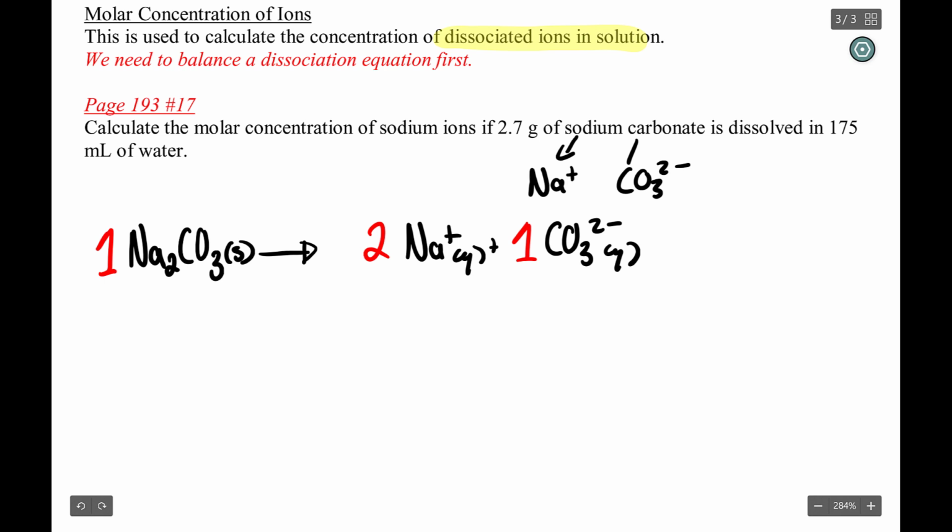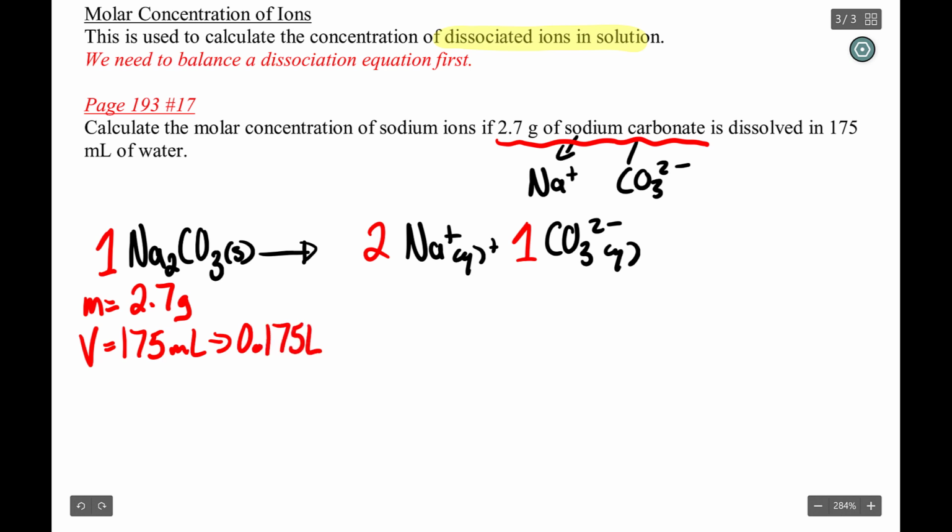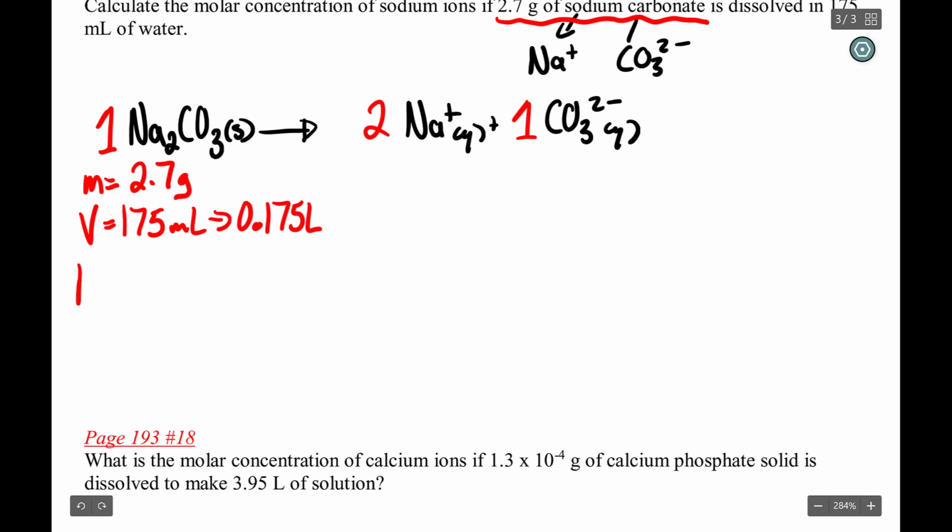The next thing I'm going to do is write down the information that I know based on the question. So it says calculate the molar concentration of sodium ions if 2.7 grams of sodium carbonate. Now they're not saying the grams of sodium, they're saying the grams of sodium carbonate. So I know the mass here is 2.7 grams. And I also know that it's dissolved in a volume of 175 milliliters, which I will immediately convert to liters, so 0.175 liters. The next thing I realize is I'm going to need a molar mass of sodium carbonate.